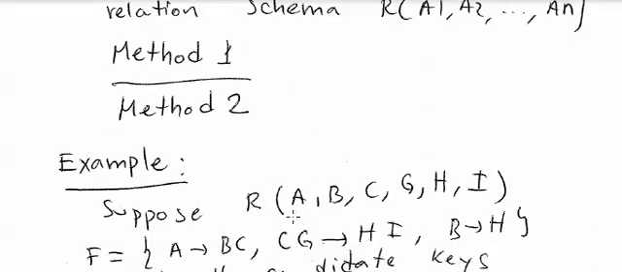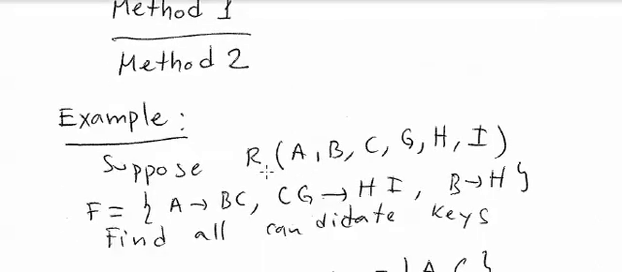In this example, this is the table that we have. We have table R, or relation R, that has the attributes A, B, C, G, H, I, and this is my set F that contains 3 functional dependencies. The question is, using that information, find all possible candidate keys. Now here I will illustrate the main concepts of these methods.